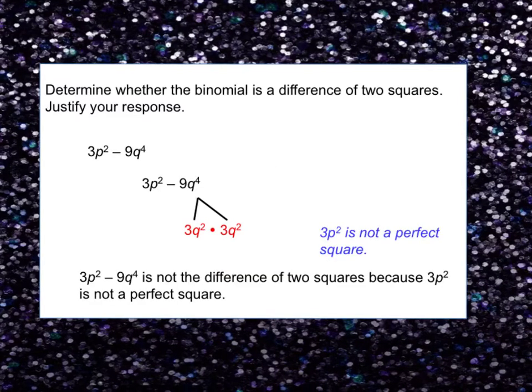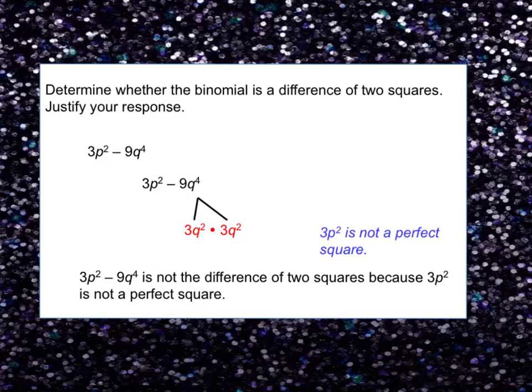Okay, I have 3 examples. 2 of them I will do with you and 1 for you to try on your own. For these 3 examples, we're going to determine whether the binomial is a difference of two squares, and notice it has to be a binomial. There are only 2 terms. If it is, we'll justify our response. If it's not, we'll also justify why it is not a difference of two squares.